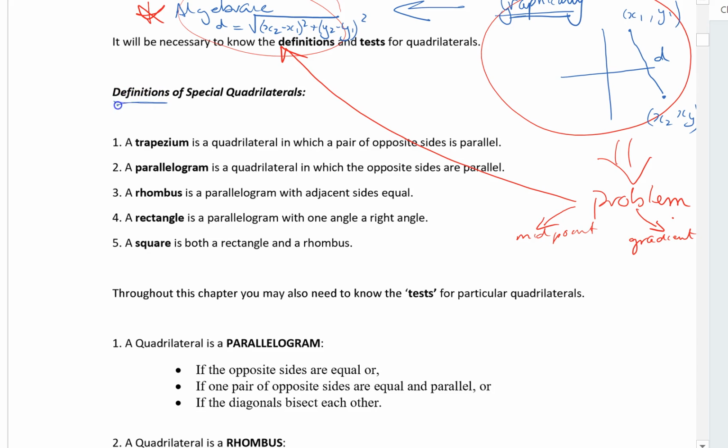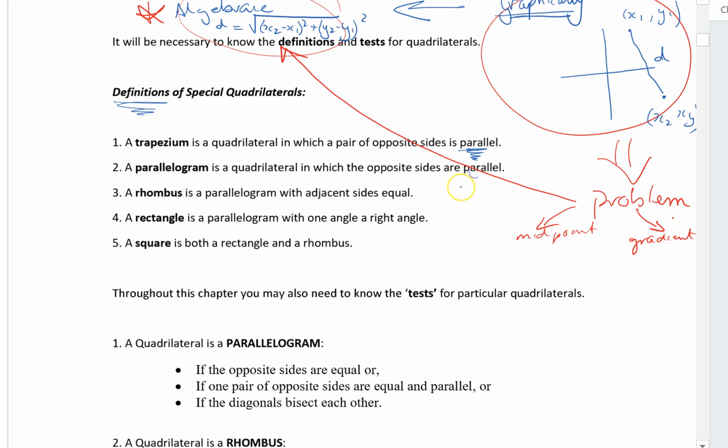And again, I'm not sure of how well you know these definitions, so I've included the definitions here. A trapezium is a quadrilateral, a four-sided figure. That's all quadrilateral means, where one pair of opposite sides is parallel.